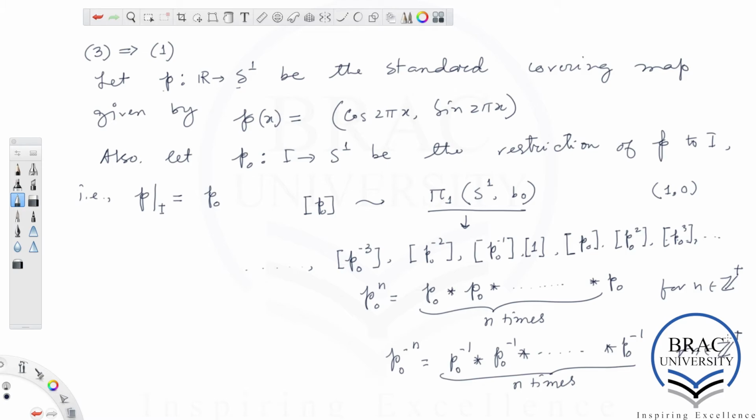Okay, so P0 and P0 to the minus 1 are the equivalence classes of loops of the unit circle based at b0, oriented counterclockwise and clockwise respectively. This is counterclockwise, and this is clockwise respectively. All right. So it means that it wraps around the unit circle n times in the clockwise direction, and it means that this loop wraps around the unit circle, starting from b0, counterclockwise n times. All right, good.